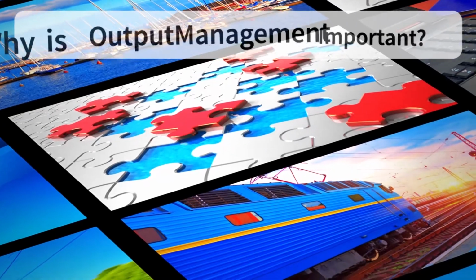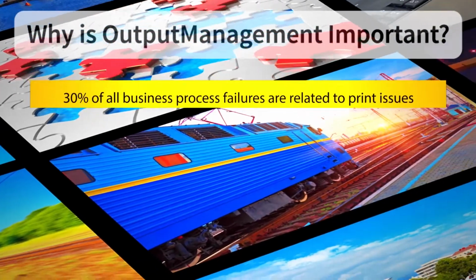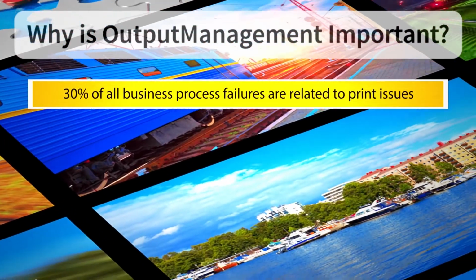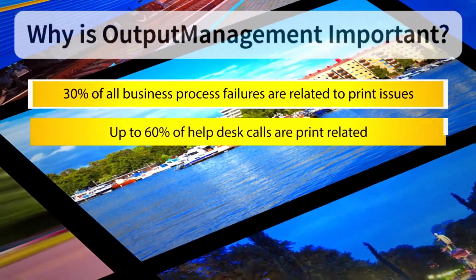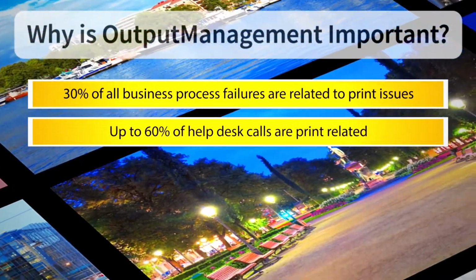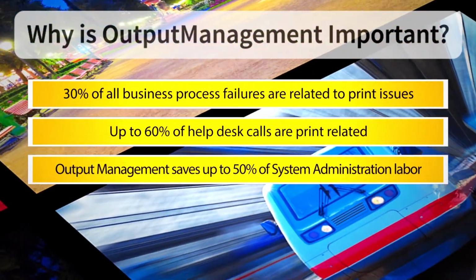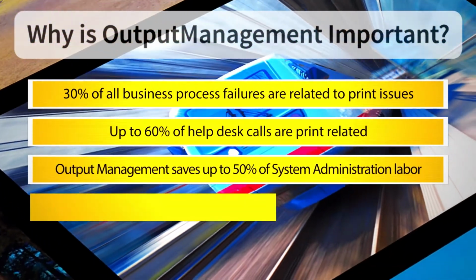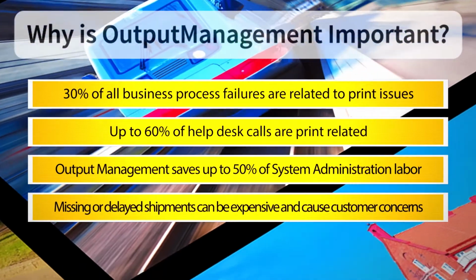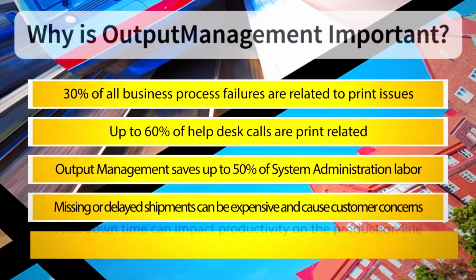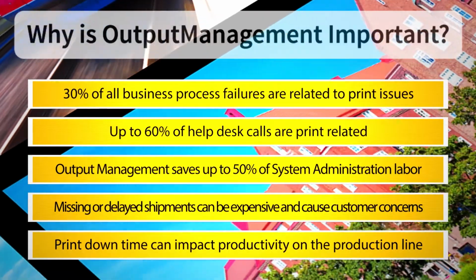Why is output management important? 30% of all business process failures are related to print issues. Up to 60% of help desk calls are print related. Output management can save up to 50% of system administration labor. Missing or delayed shipments can be expensive and cause customer concerns. Print downtime can impact productivity on the production line.